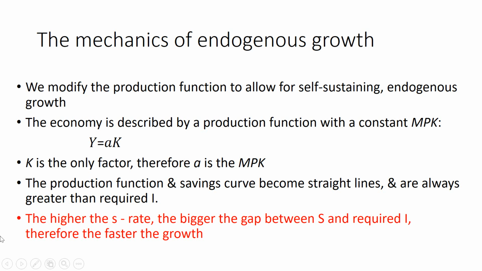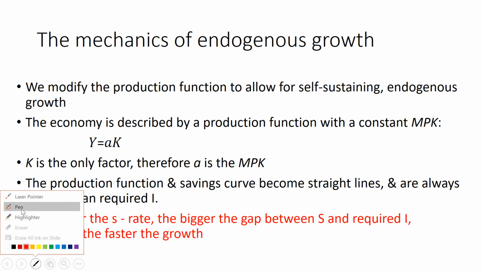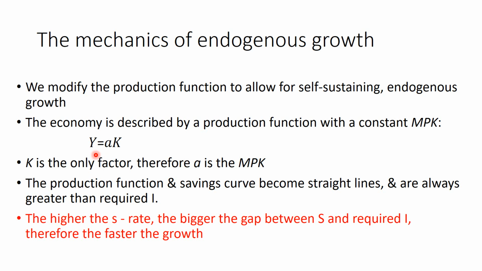So the production function, let me just get the laser pointer. The production function in endogenous growth theory looks like this: Y = AK, where Y is total output, A is the marginal product of capital, and K is capital stock.